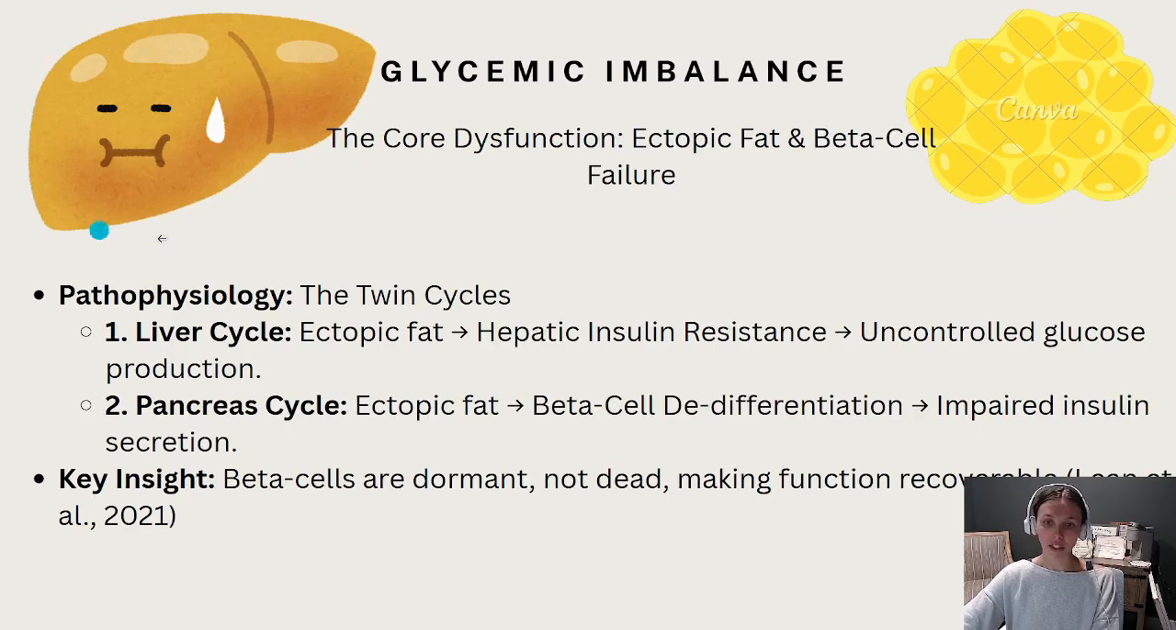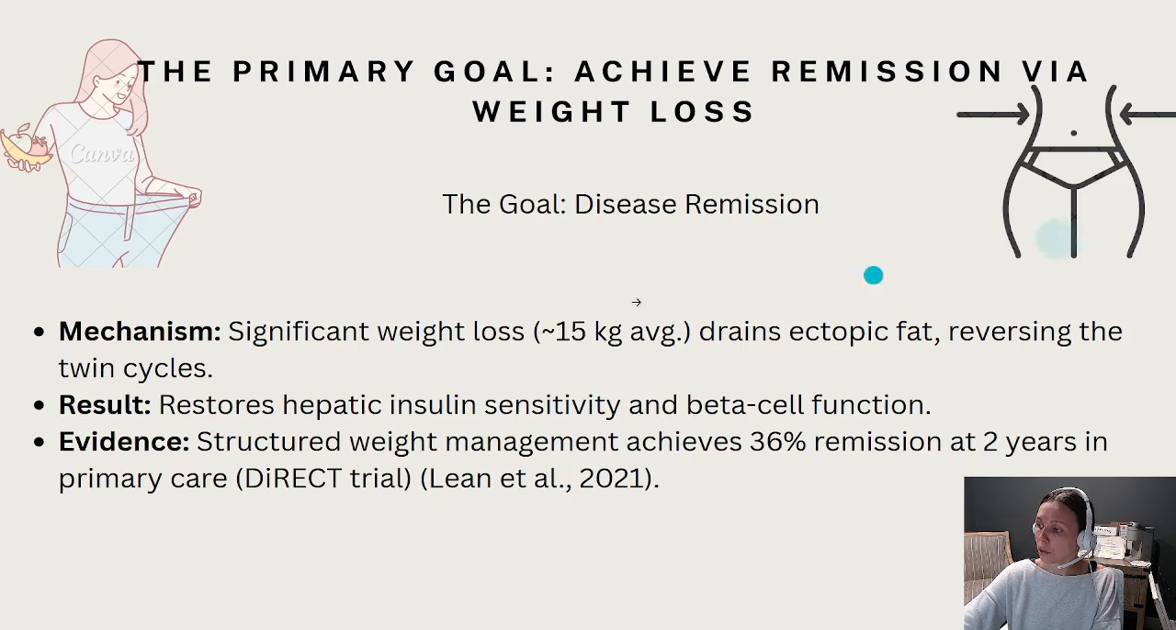So type 2 diabetes is fundamentally a state of ectopic fat accumulation, and this fat in the liver causes insulin resistance and drives up glucose production. At the same time, fat in the pancreas causes beta cells to de-differentiate, and they don't necessarily die, but they fall dormant and stop producing insulin. And this is why the disease is potentially reversible.